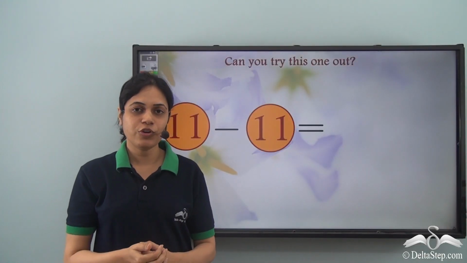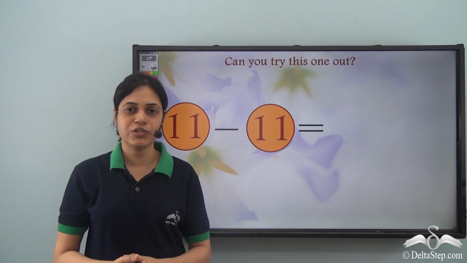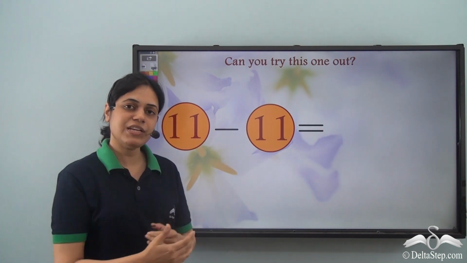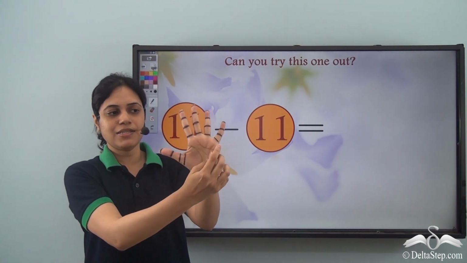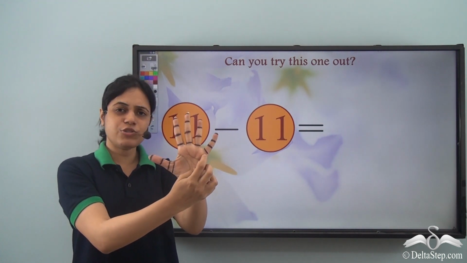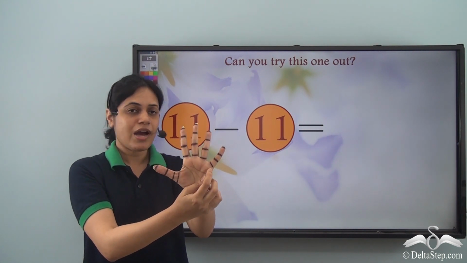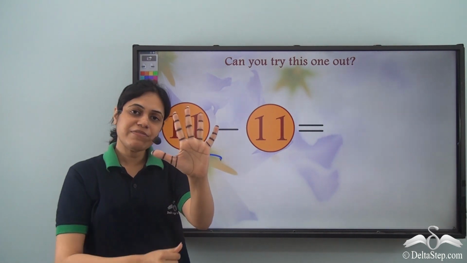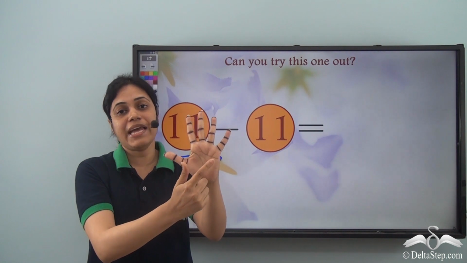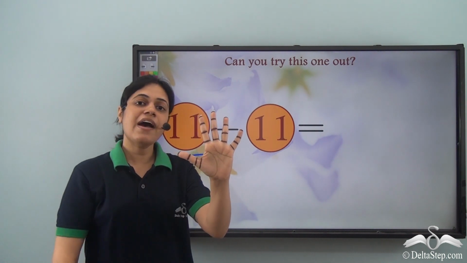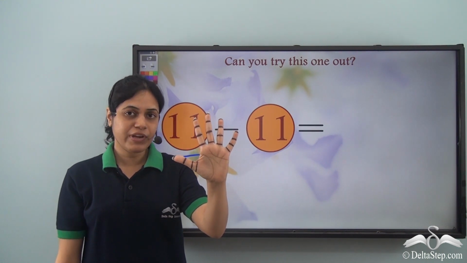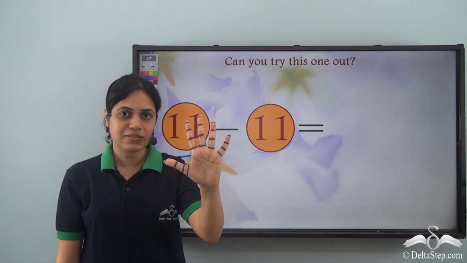Can you try out this one on your own? 11 minus 11 is equal to? So I need to start after 11. So let me start 12, but do I need to go till 12? No, I don't. I just have 11 as my first number. So I actually don't need to count any finger mark. So I have not counted any finger mark. That means there are no finger marks or 0 finger marks.